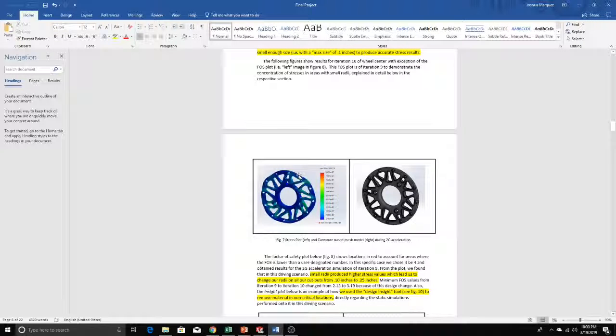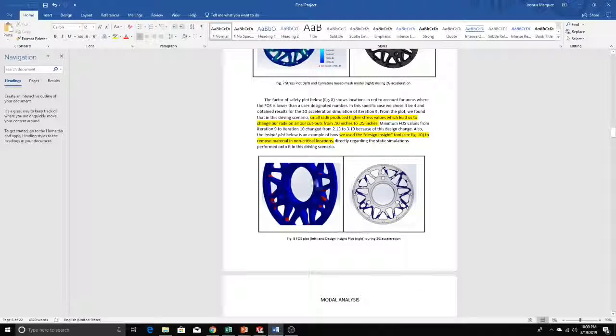And here's a stress plot along with a curvature based mesh model to see the size of our elements, basically resulting in an even transition of stress colors on the stress plot. Here's a factor of safety plot with the red areas denoting where maximum stress occurred. And here's a picture of a design insight tool plot which we use to remove material in non-critical locations.